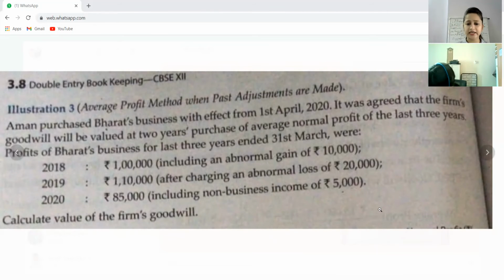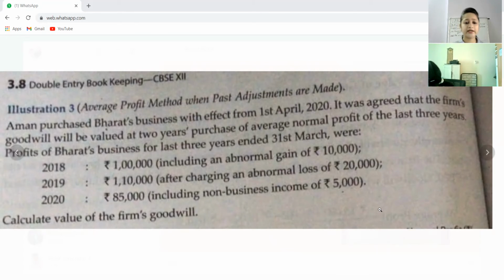Now, in 2018, there is an abnormal loss of 20,000. What will we do? Add or less? Ma'am, we will add 20,000. Add 20,000. Correct. So write add abnormal loss from the year 2019.